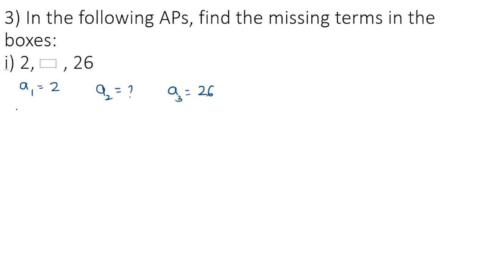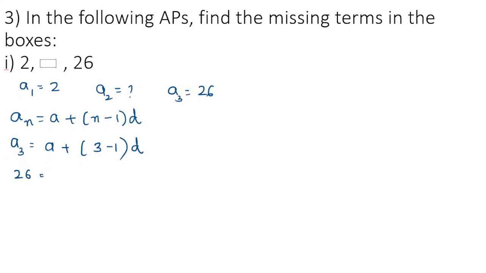Now how to find it? We know AN is equal to A plus n minus 1 into D. Now we are writing the formula for A3. A3 is equal to A plus 3 minus 1 into D. A3 value is 26, equal to A value, which is 2 here, plus 3 minus 1, which is 2, into D. D value we don't know, so we write it as D.